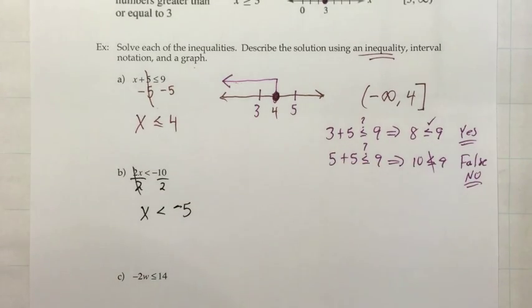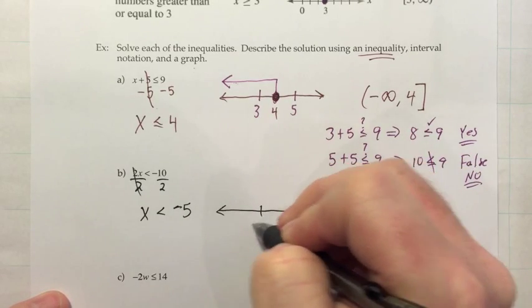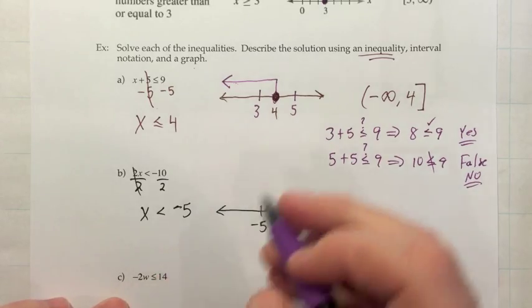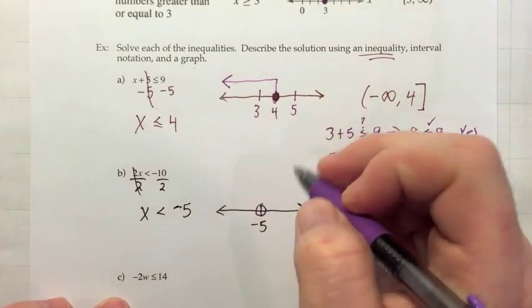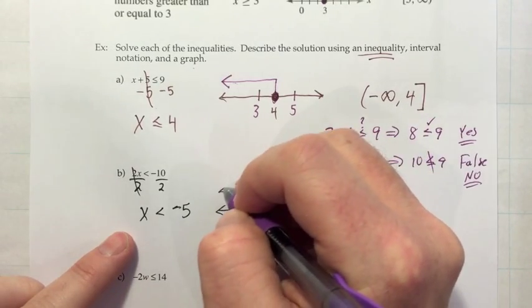And then moving on to the graph and the inequality, let's take a look at that. For the graph part, we put the negative 5 in the middle. And then is negative 5 included? No. So we do an open circle. What side are the solutions on? X is less than negative 5 are solutions. So we go to the left.